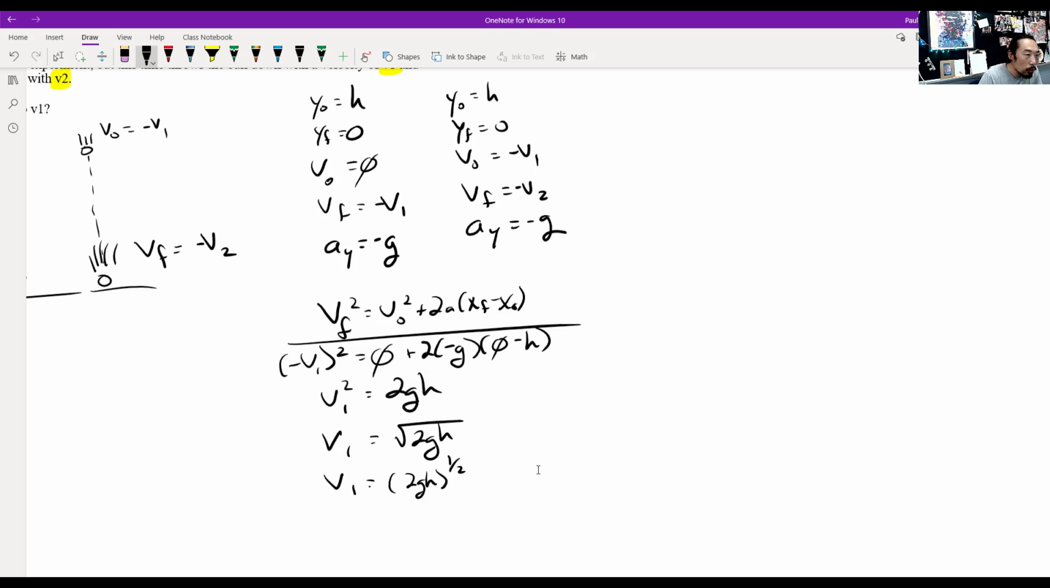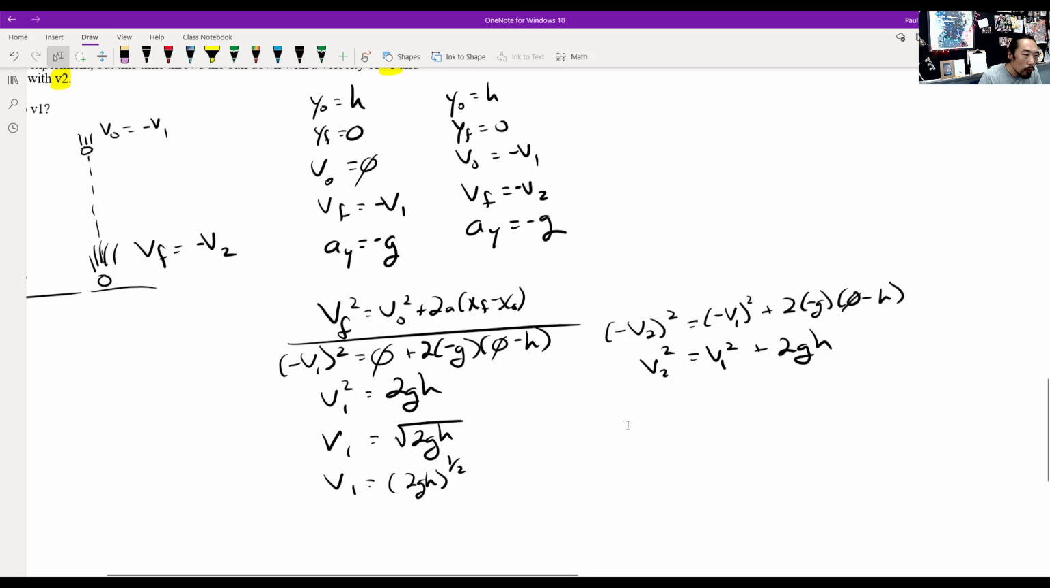Okay, so let's do the same thing, but for the second scenario. For this one, we have negative v2 squared is equal to v initial squared, which is negative v1 squared, plus 2 times negative g times 0 minus h. Negative v2 squared gives us v2 squared. Negative v1 squared gives us v1 squared, plus 2 times negative g times negative h gives us 2gh. Okay, and here we'll take a look and try to solve it.